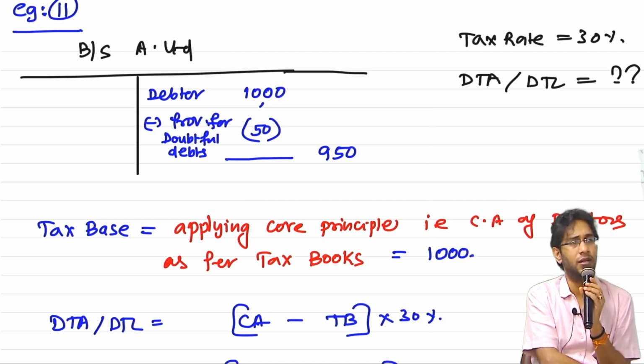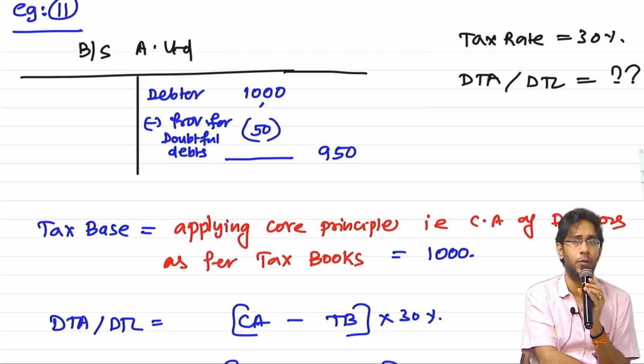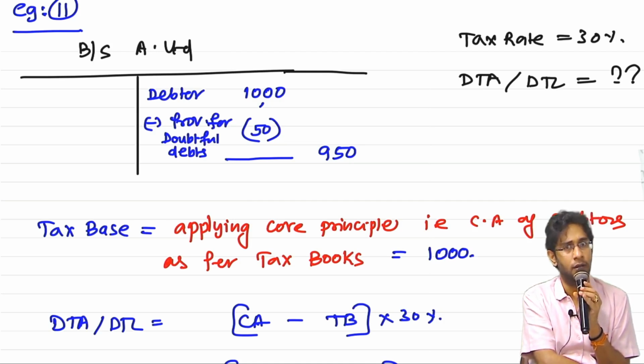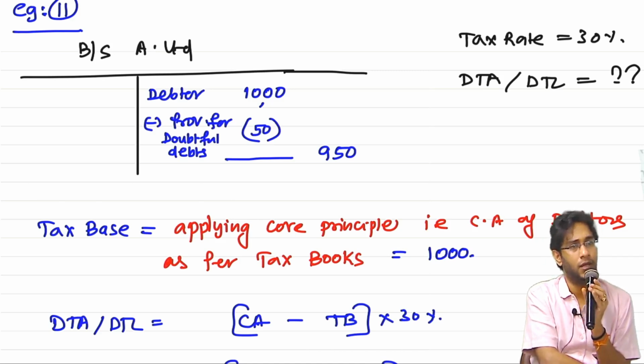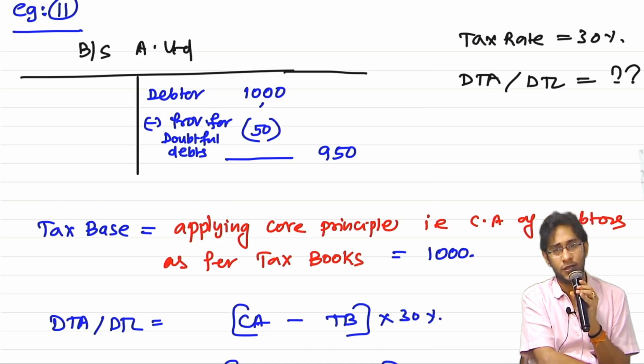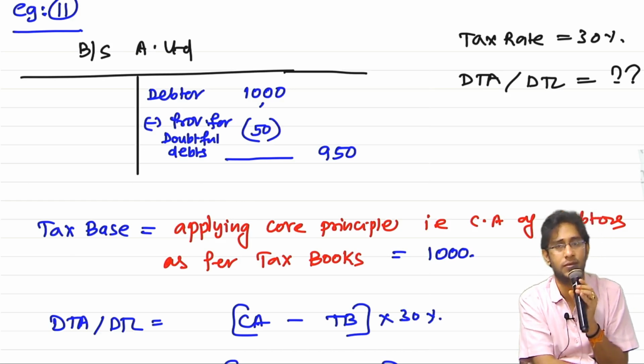50 is disallowed, I pay higher tax. How much higher tax did I pay? 15, that is 30% of 50. But in future, when it becomes actual bad debt, at that time deduction will come. That means even though I pay higher tax now, in future I am going to pay lower tax. Answer is what? DTA with an amount of 15 rupees.